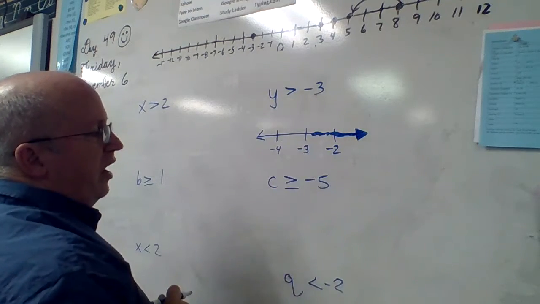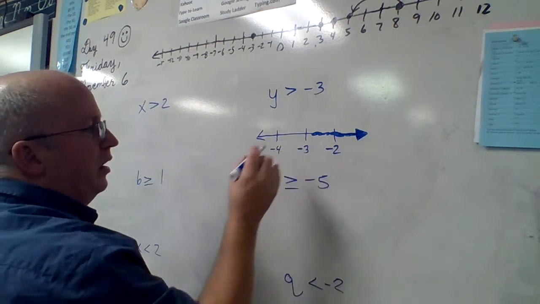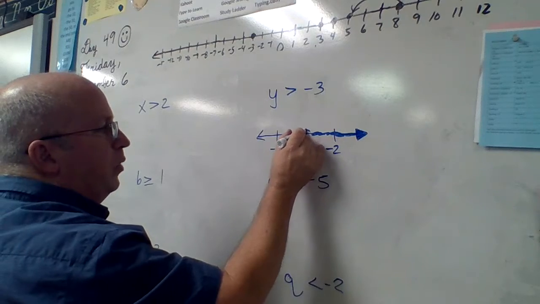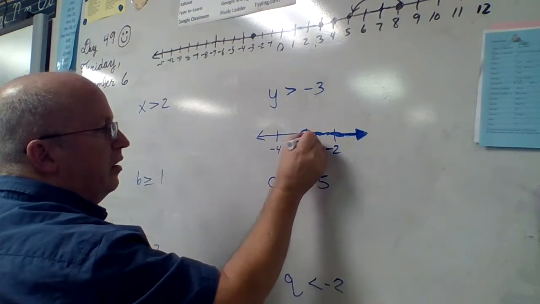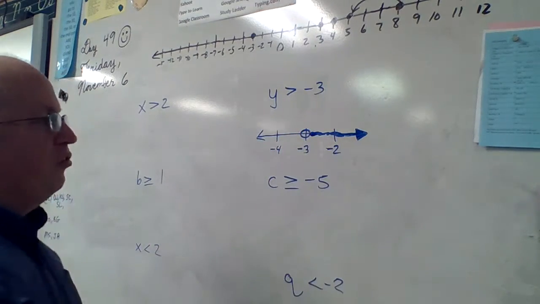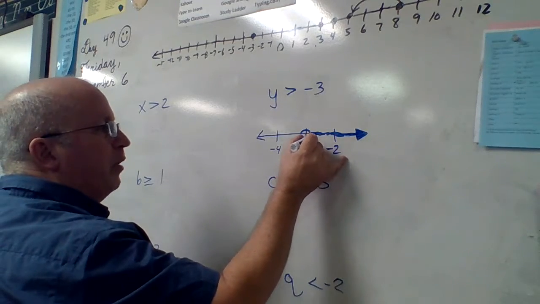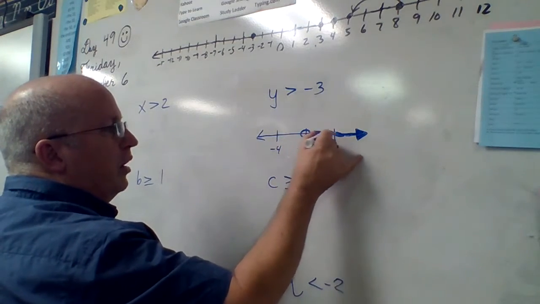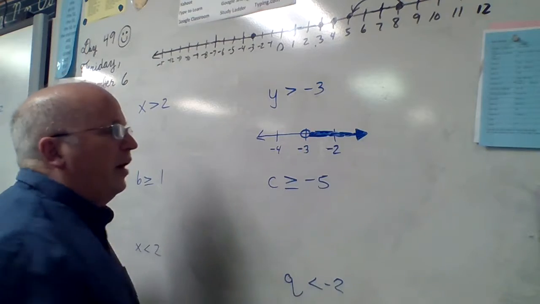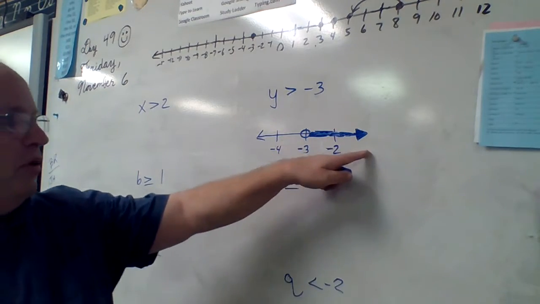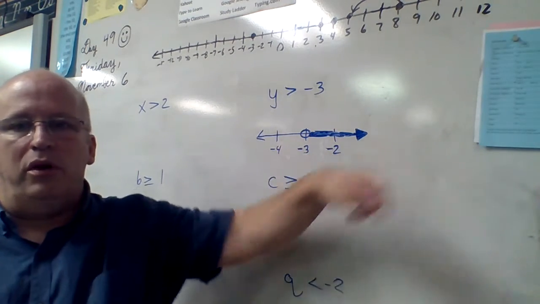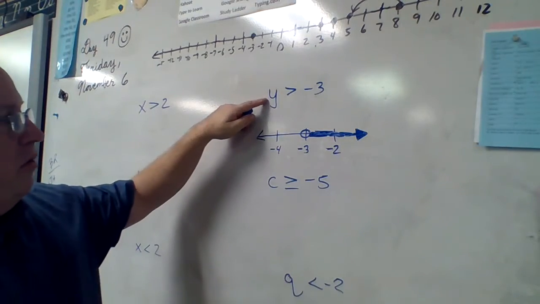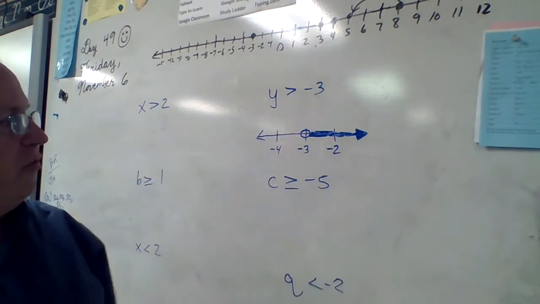And then I have to decide what kind of circle am I going to put at -3. I'm going to put an open circle at -3 because I don't want to include -3 as part of the solution. But I do want to shade everything to the right because -2, -1, 0, 1, 2, and 3, and 4 are all numbers that would make this a true statement.